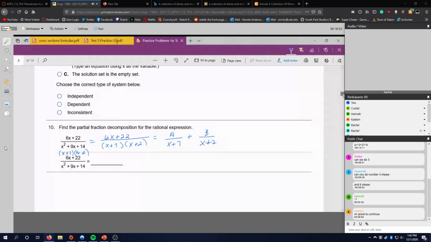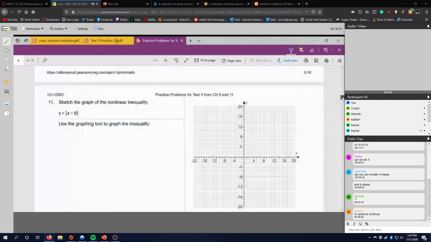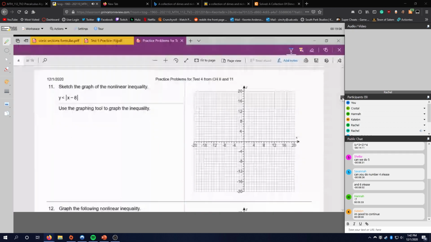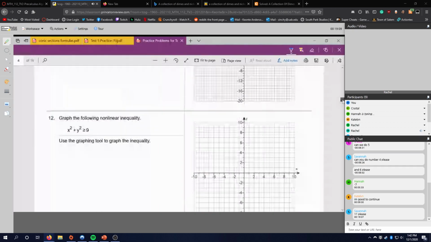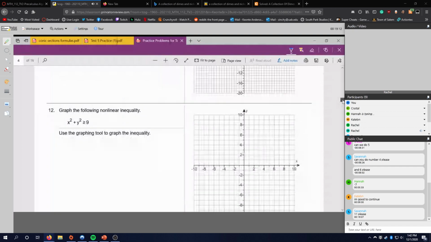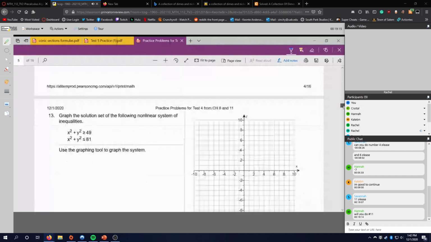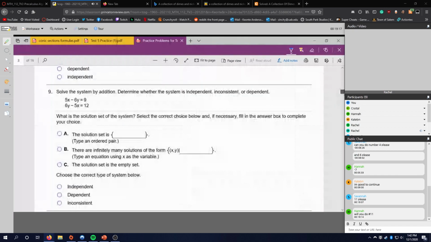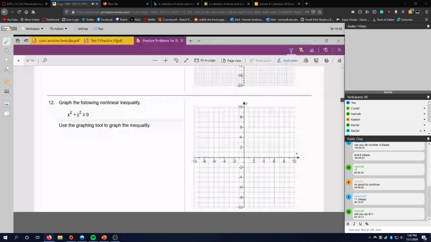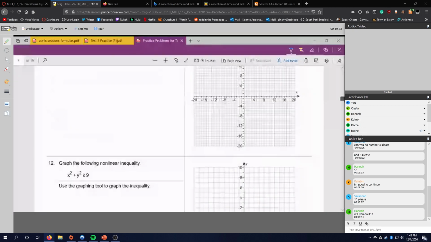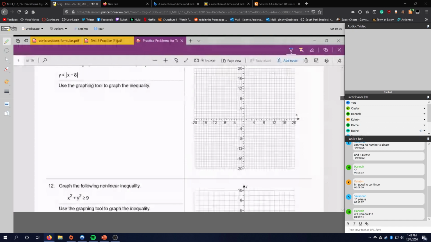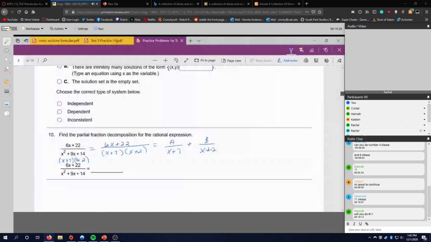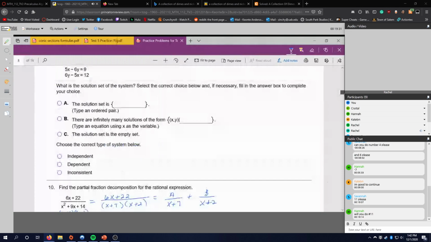All right, so I'm scrolling through again, and I'm looking at number 11. That's sketching a linear inequality of an absolute value problem. So you got to graph the absolute value and then do your inequality. That's a circle inequality. And I'll stop right there. So let me go back through them again. So number 12 is a circle inequality. 11 is an absolute value inequality. 10 was a partial fraction again.